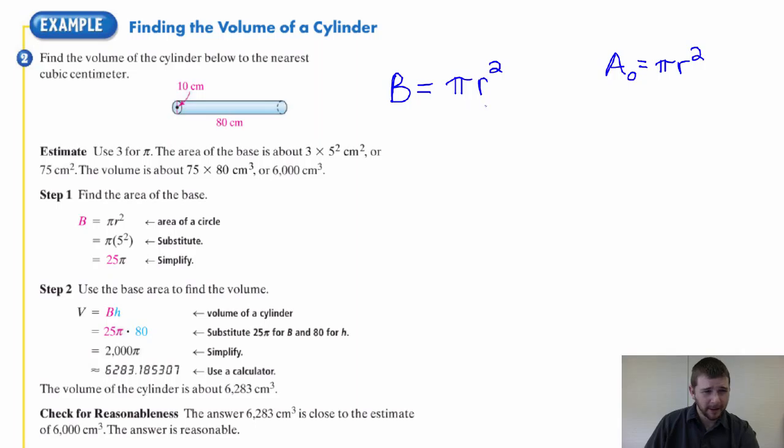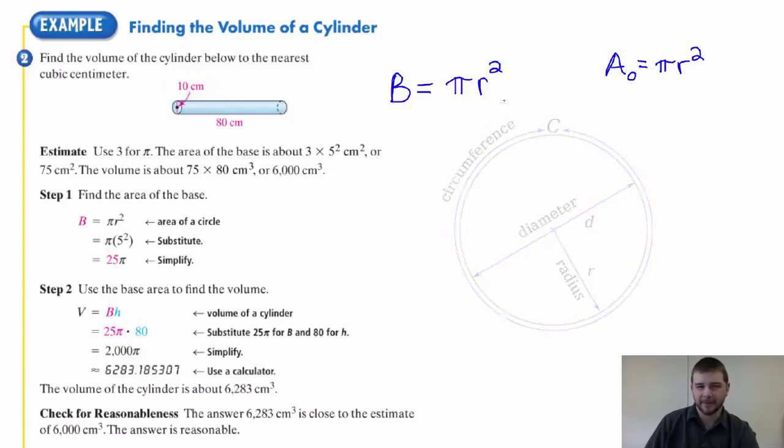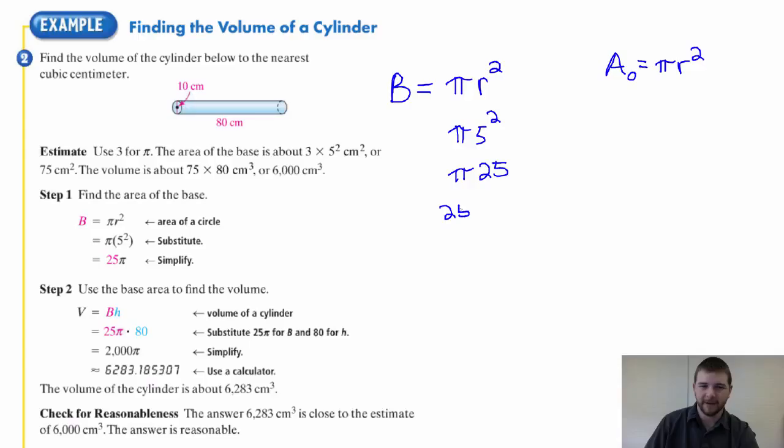So, setting to work. We were told 10 centimeters is the diameter of our circular base. Radius, of course, is half of the diameter, so that'd be 5. So this now becomes pi times 5 squared, or 25 pi. So 25 pi represents the area of our bases, or our capital B value for our formula. The volume then will equal capital B, or 25 pi, the area of our bases, times the height, 80 centimeters.